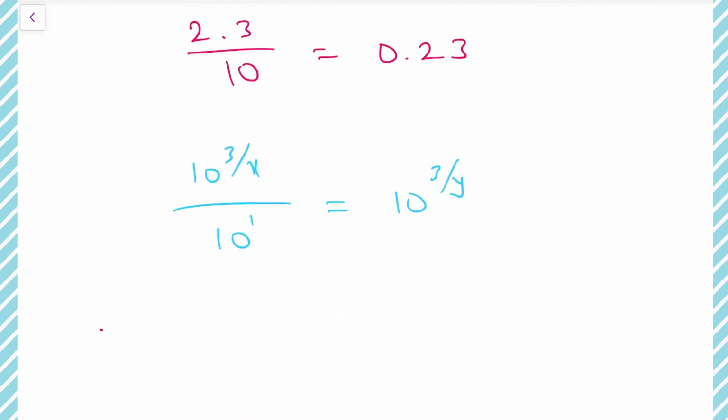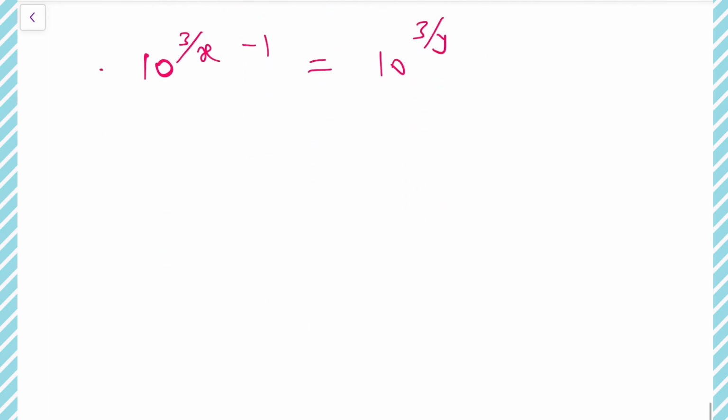Next, this left side part, if we observe clearly, is in the form of a^m / a^n. So the formula will be a^(m-n). So this can be simplified as 10^(3/x) / 10 = 10^(3/y), which is 10^(3/x - 1) = 10^(3/y). Here both the bases, that is 10 and 10, are equal, so automatically the powers are also equal. That is 3/x - 1 = 3/y.